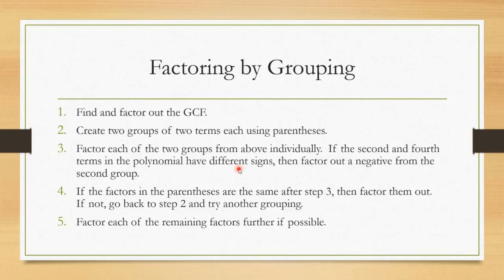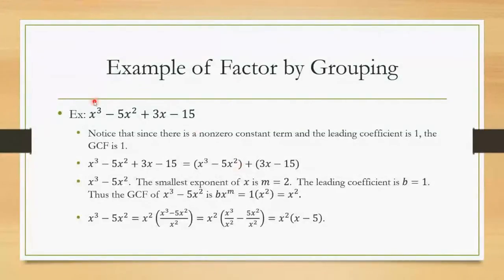I know you're probably thinking, what on earth is he doing here? When I do examples, it will make more sense, which I'm going to start now. So let's suppose we had this. Notice here, we have 4 terms, so we're going to use factor by grouping. Let's find the GCF. If you can find the GCF, it's good to factor it out. It does make the process a little bit simpler.